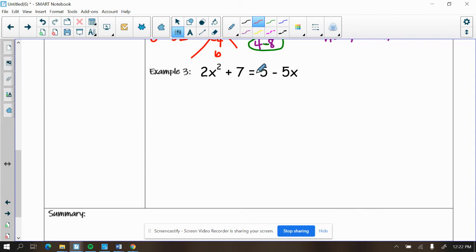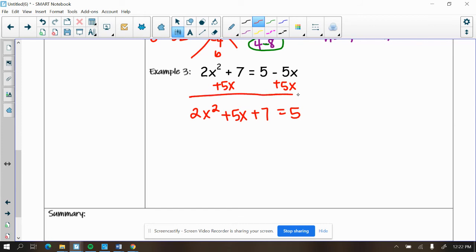Okay, so look at our right side of our equation. Now there's two things over here that we need to move over. Right now my easiest thing to move over is my 5x, right? Plus 5x. Plus 5x. Well, neither one of these has just an x, so I'm actually going to write this out. 2x squared plus 5x plus 7 equals 5.